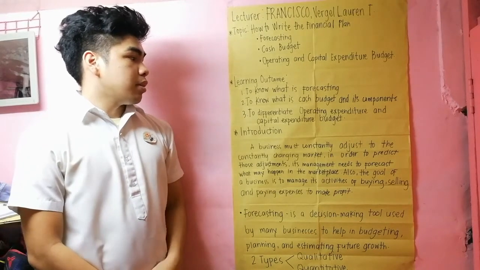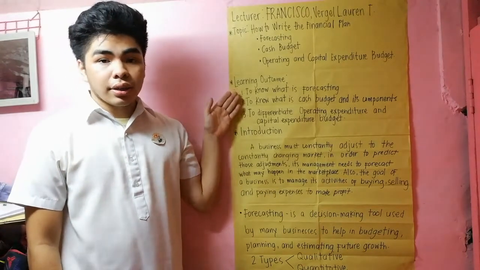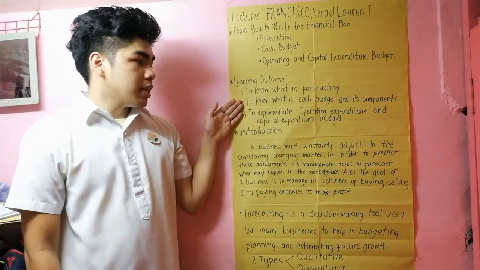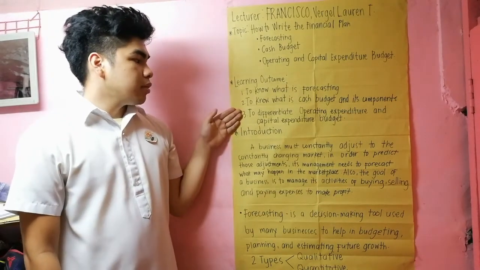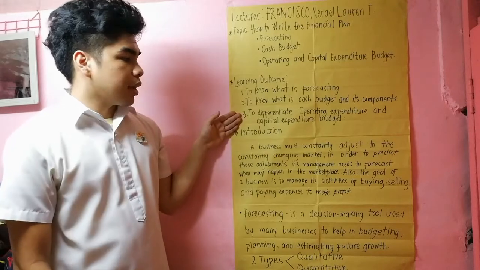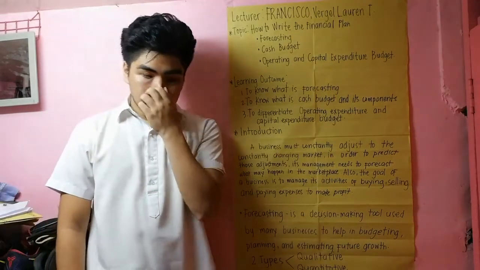My learning outcomes are: 1. To know what is forecasting. 2. To know what is cash budget and its components. 3. To differentiate operating expenditure and capital expenditure budget.